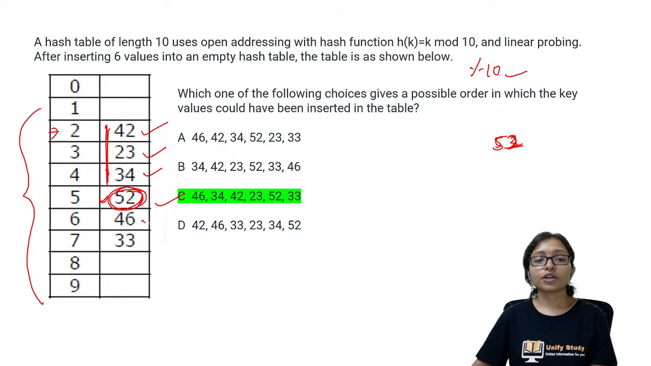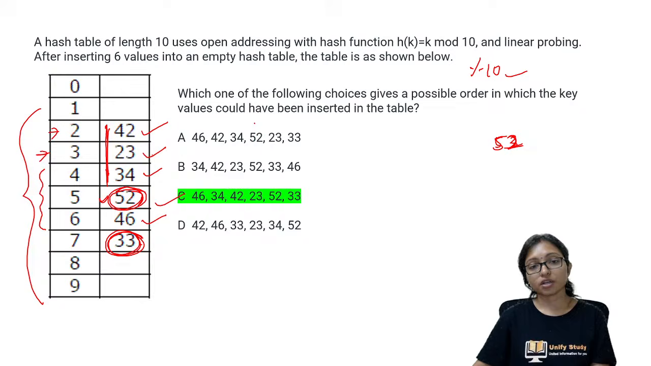Now after that, 46 is in the correct place. Again 33 is not in the correct place, because 33 should be here, but definitely before 33 everyone arrived. That's why 33 gets its chance last. Now go for the options. Where is 52? Before 52, 42, 23 and 34 should be here. Here you can see after 52, 23 is there.